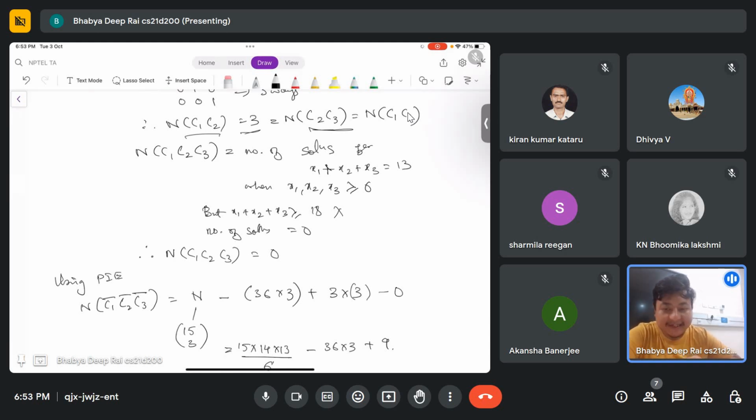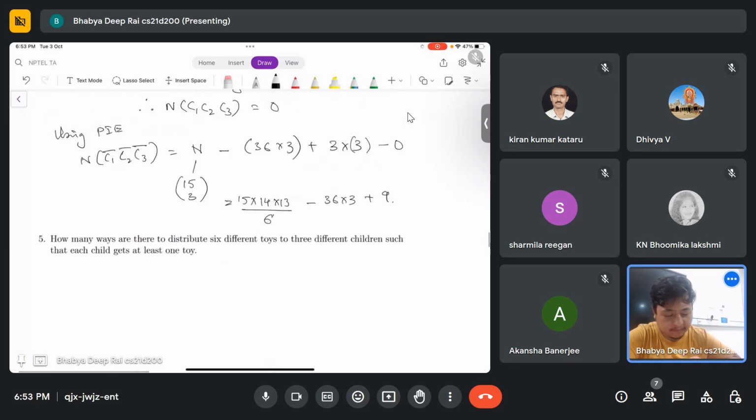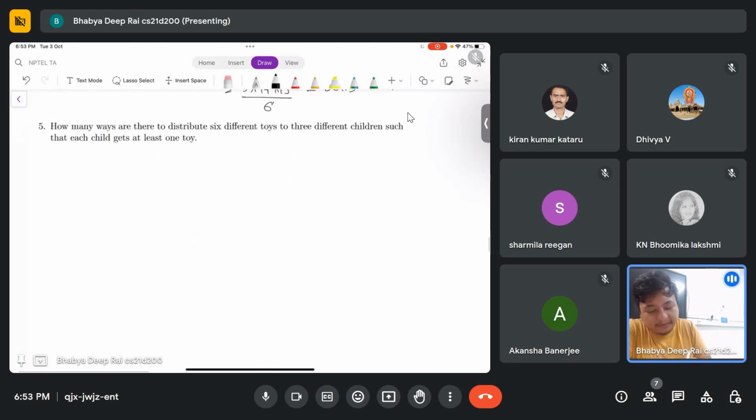Now we are going to step up this idea and solve a few problems. So the question is simple: how many ways are there to distribute 6 different toys to 3 different children such that each child gets at least one toy? These are the kind of questions that the principle of inclusion exclusion helps in. As soon as you see something like at least one toy or at least two and so on, then inclusion exclusion without a doubt.